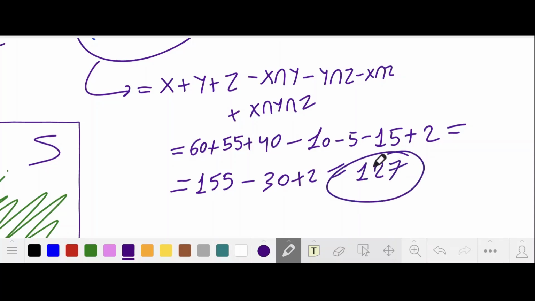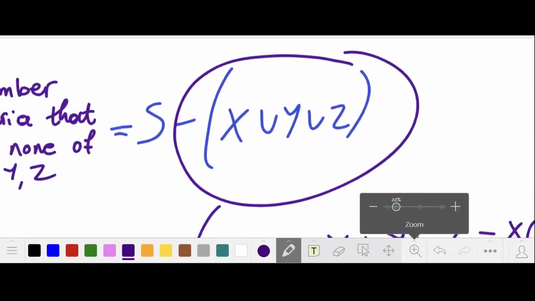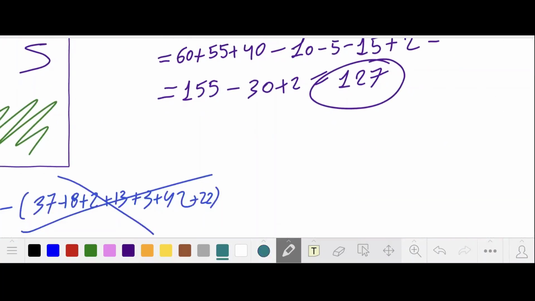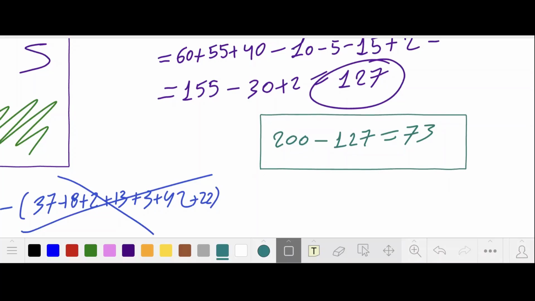So we subtract this number from 200, which corresponds to the set S, and the final answer is 200 minus 127, and that is equal to 73. So there are 73 bacteria that contain none of our three plasmids.